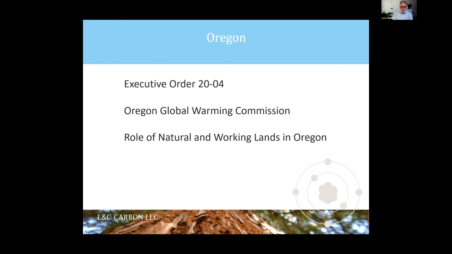And the Oregon Global Warming Commission, which has been around since 2007, was given some specific direction, and one of those directives was to take a look at the role of natural and working lands in Oregon and come up with a set of targets of what these natural and working lands could contribute to the overall greenhouse gas targets that were set out in the executive order. And so that process is engaged right now. That work is now underway.